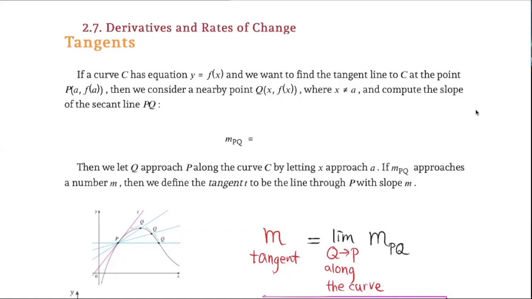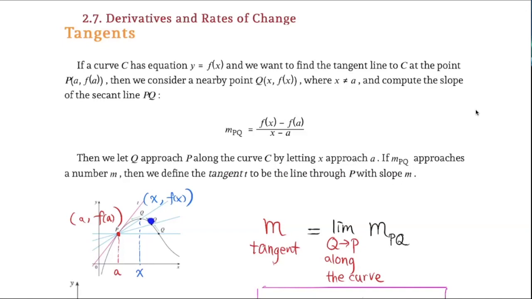Talk about 2.7, derivatives and rates of change. First, we're going to talk about tangents. If this curve C has this equation y equals f of x, and we want to find the tangent line to this curve at this point P, we consider a nearby point.